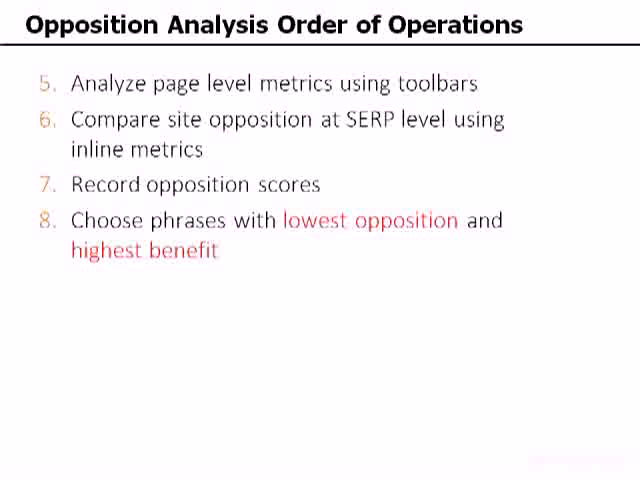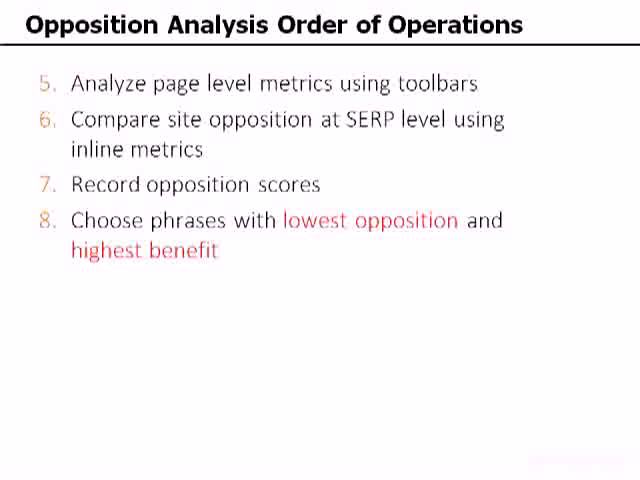We could just use that percentage score, or we could come up with our own algorithm here for an opposition score. And what we're really looking to do with our keyword research and our opposition analysis together is find phrases with the lowest opposition and the highest benefit.